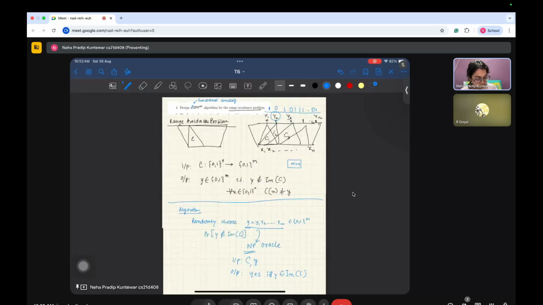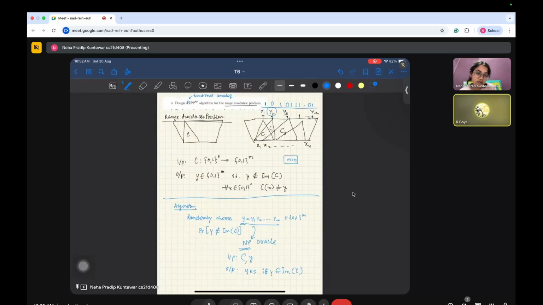Sorry. So the certificate would be any binary string excluding this y1 till ym. If you give me that string excluding this y1 to ym, then that would be a certificate that yes, from this circuit I can generate this string as the outcome. If you give me some other string, how will I be convinced that it is in the range?